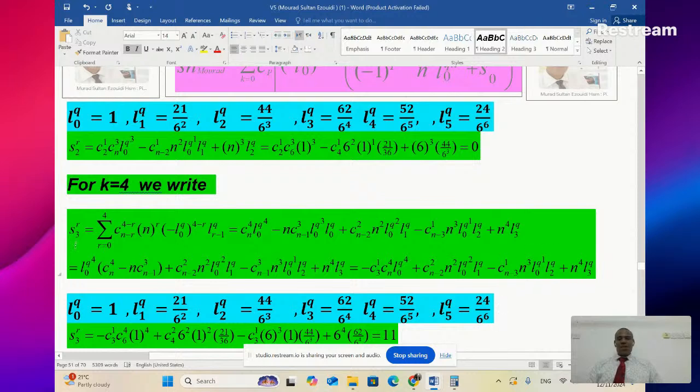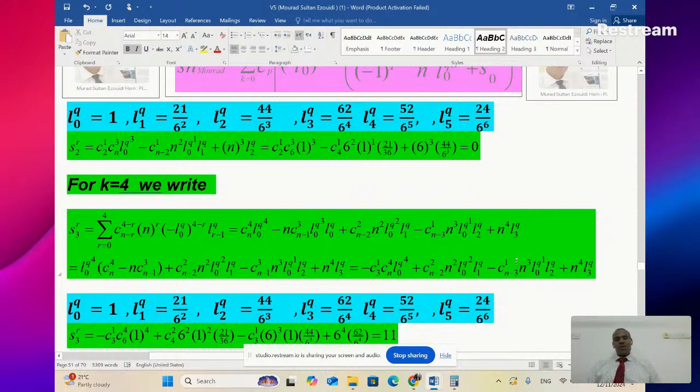So this S3 is going to be equal to negative 3 choose 1 times combination n choose 4 times L0 of ODQ raised to the power 4, plus combination n minus 2 choose 2 times n squared times L0 of ODQ squared times L1 of ODQ, minus combination n minus 3 choose 1 times n cubed times L0 of ODQ raised to the power 1 times L2 of ODQ, plus n raised to the power 4 times L2. So this last formula will give you the fourth coefficient of your new sixth degree polynomial equation.